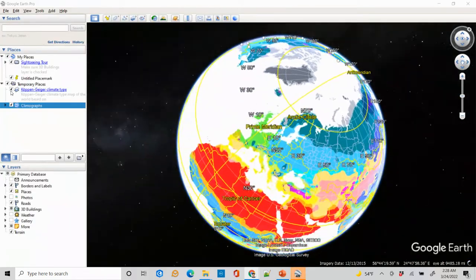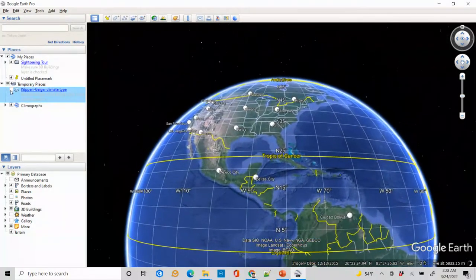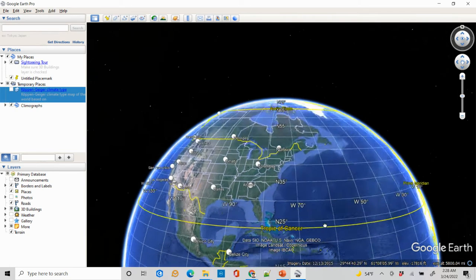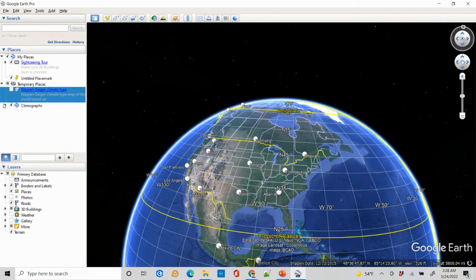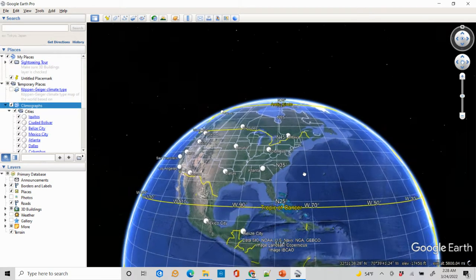Okay, now it's working. Before it didn't work. Okay, so the climograph is showing these points on the Earth. There's probably 20 to 30 points. There's a description, so you can get to see those things here.